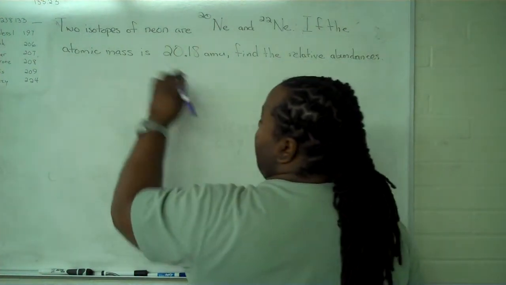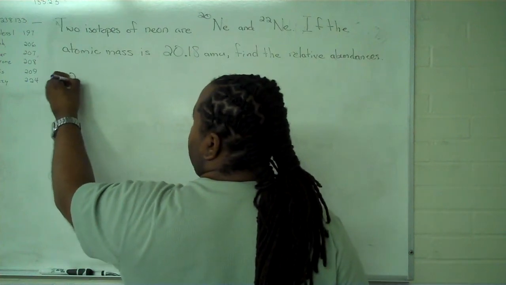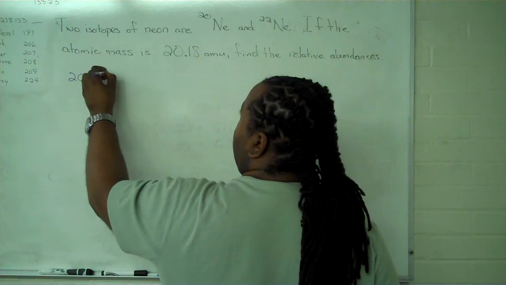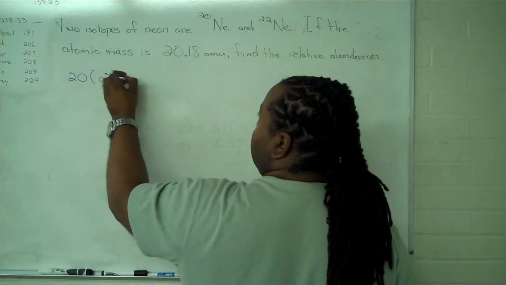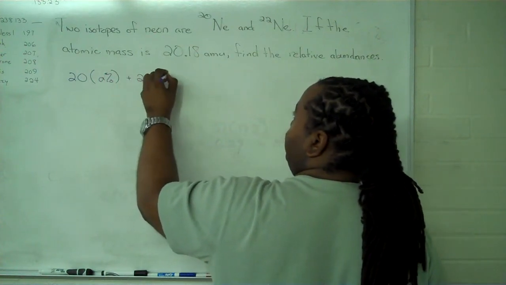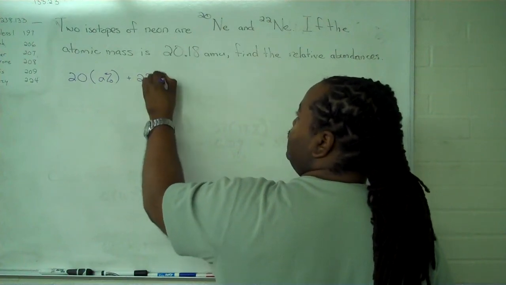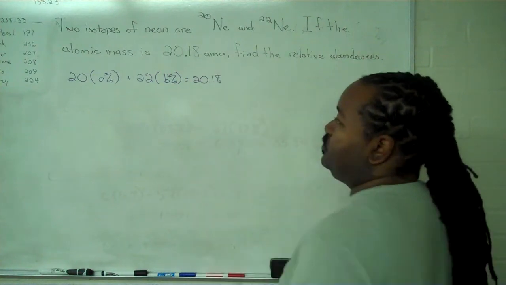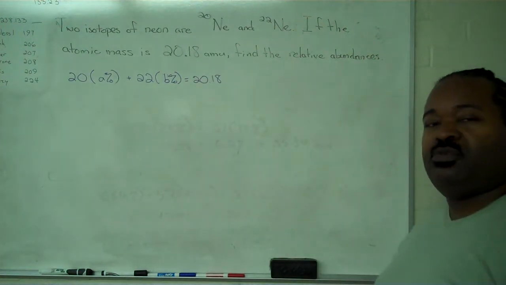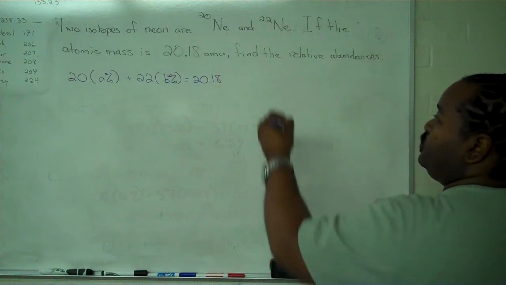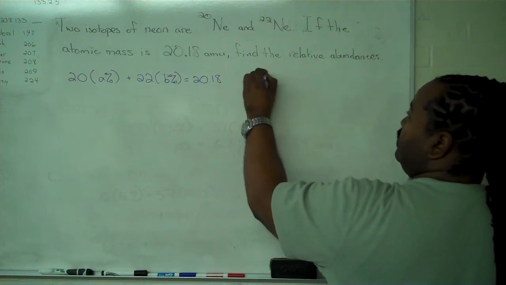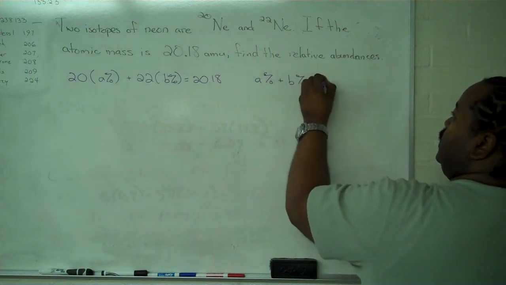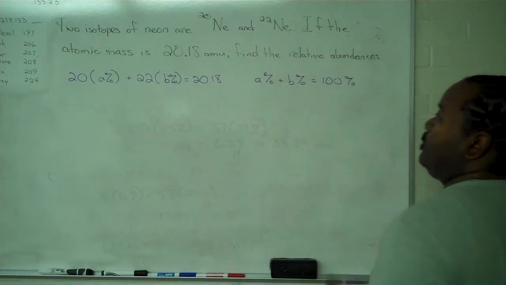The first is simply how we determine the mass, and that's to take each isotope, multiply it by its relative abundance, and add all of that up. And so this then has to equal that weighted average. The other thing we know is that the sum of all relative abundances has to be 100% because that's all you've got. So A% plus B% will equal 100%.